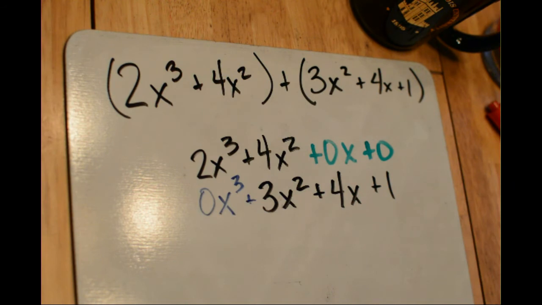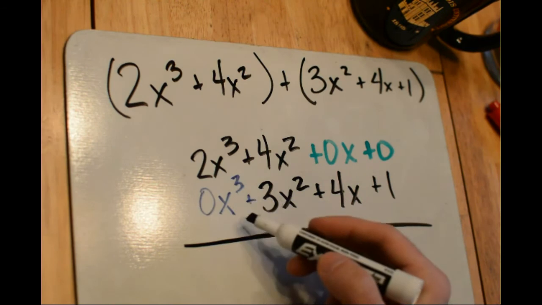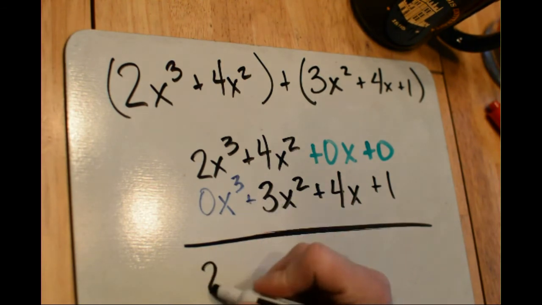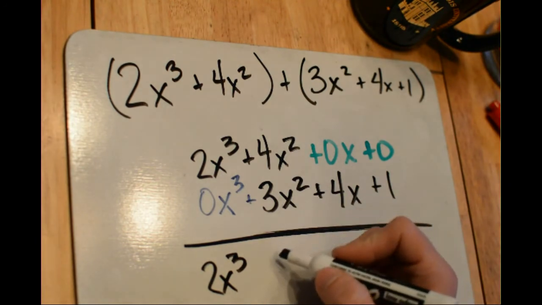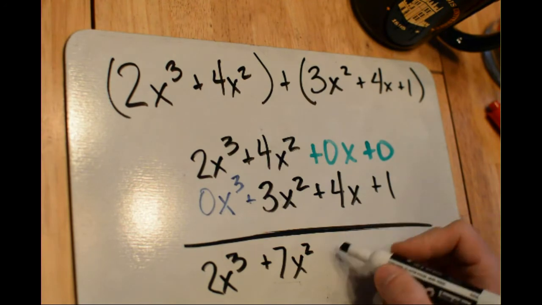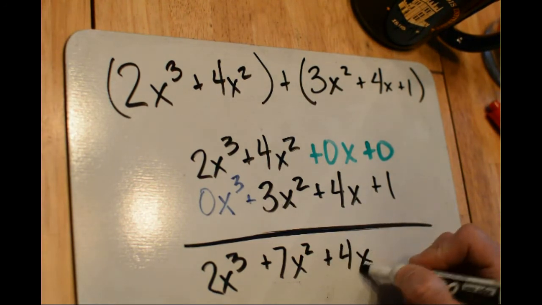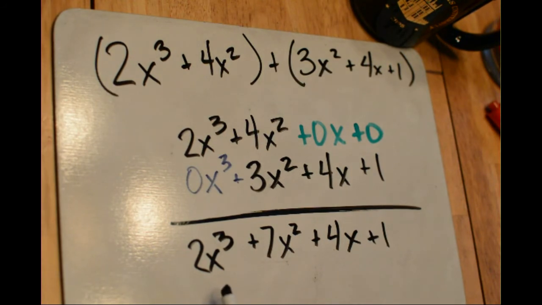So adding these 2 polynomials together, let's just add down these columns. So we have 2x to the third plus 0x to the third is 2x to the third. And 4x to the second plus 3x to the second is 7x to the second. 0x plus 4x is 4x, and 0 plus 1 is 1. So this polynomial, 2x to the third plus 7x squared plus 4x plus 1, that is the sum of these 2 polynomials.